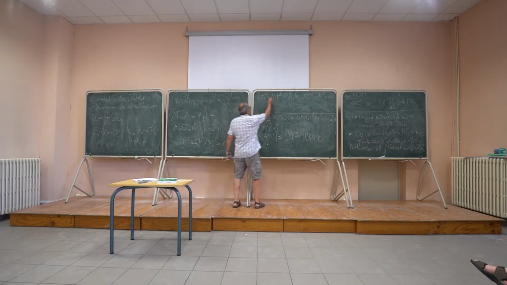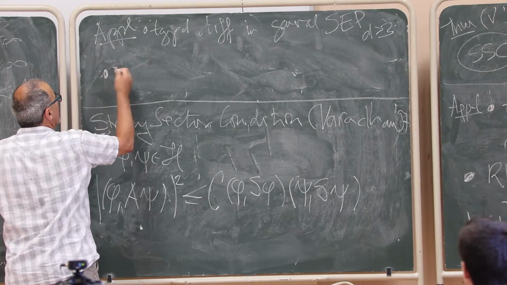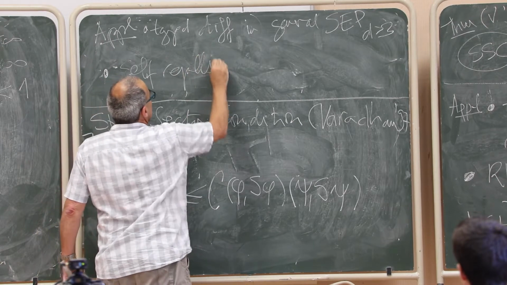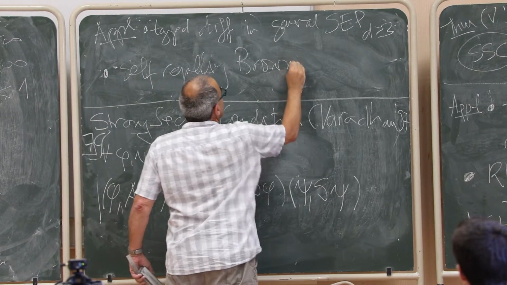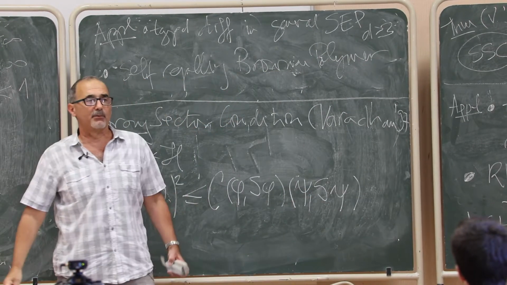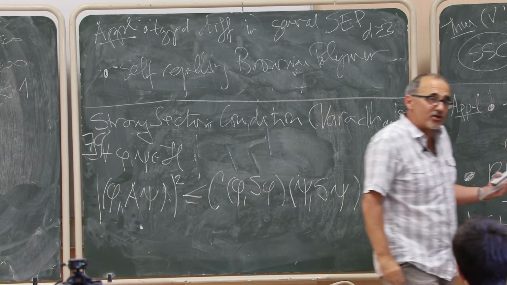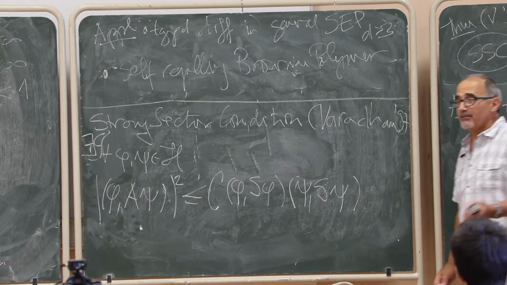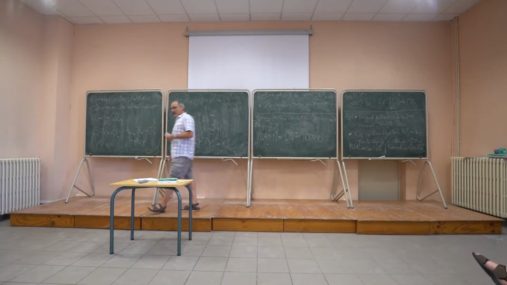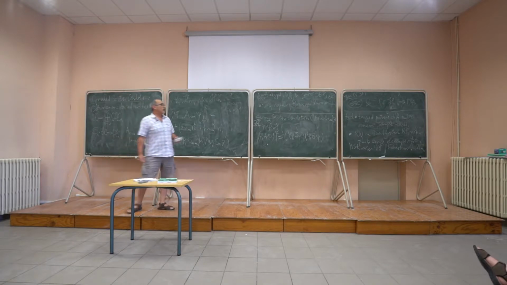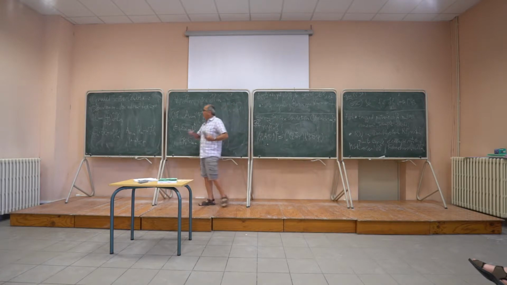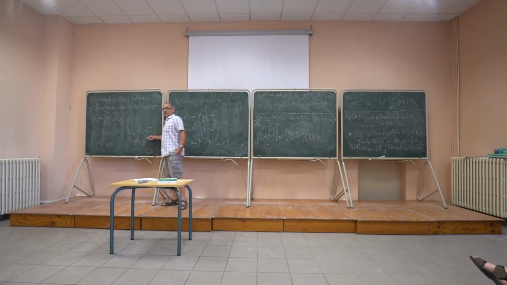But I will apply it to the self-repelling Brownian polymer. Remember, the self-repelling Brownian polymer was essentially a Brownian motion, but pushed by the negative gradient of its own local time, of its own occupation time measure. In 1 and 2 dimensions, it's super diffusive. In 3 and more dimensions, it is diffusive, and the central limit theorem is proved by a long story and some sort of extension of this.